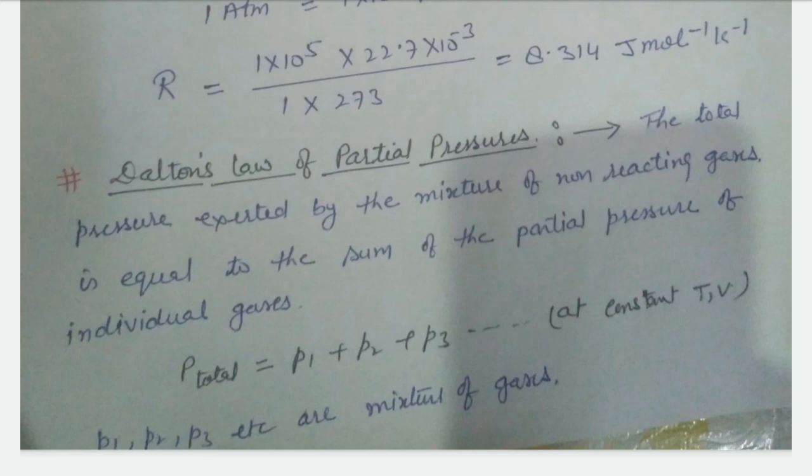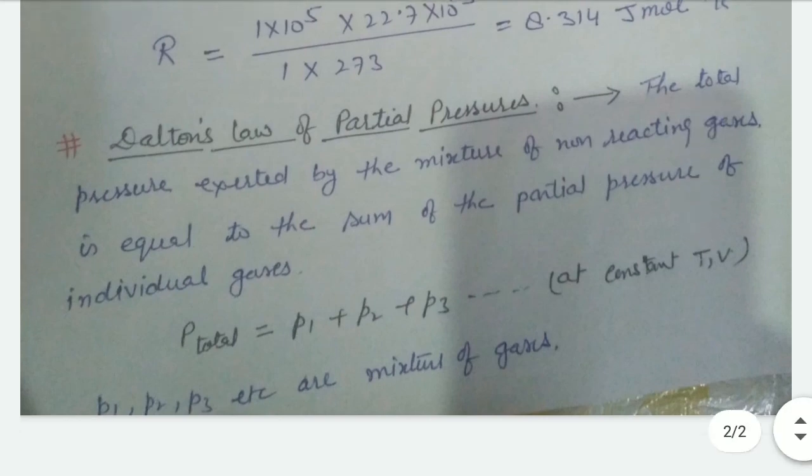The total pressure exerted by a mixture of non-reacting gases is equal to the sum of the partial pressures of the individual gases. Therefore, P total is equal to, when the gases are 1, 2, 3 and so on, the sum of the partial pressures of the individual gases. P total is equal to P1 plus P2 plus P3, etc.